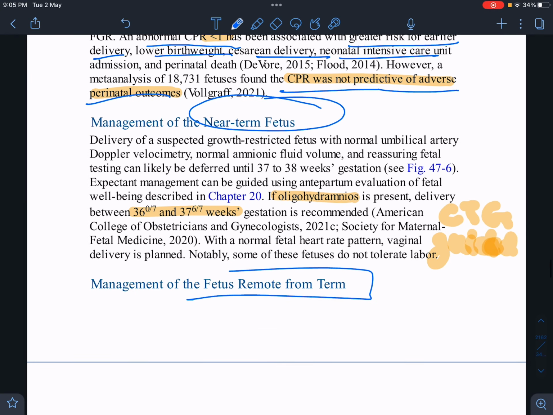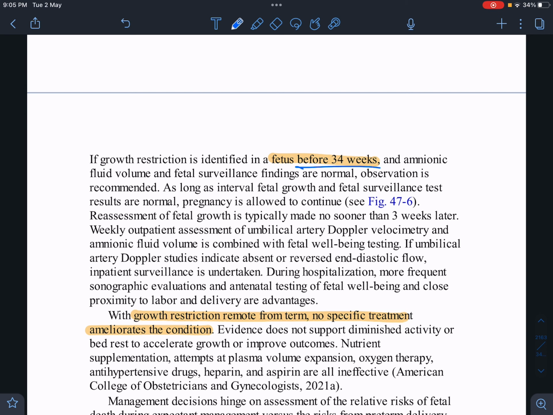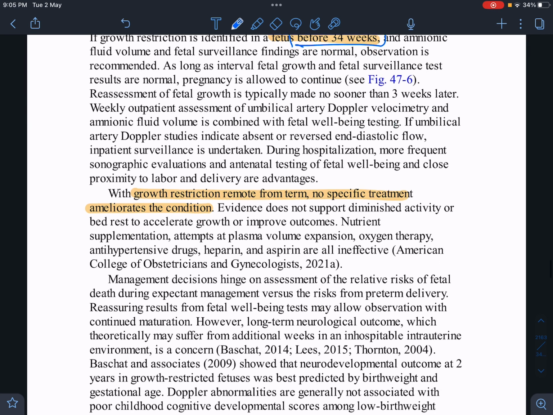What if, okay, baby deferred, if they are like 36 weeks, you can wait till 37-38 weeks for full fetal lung maturation. But what if they are very remote, that is before 34 weeks? So what do you do then? There is no specific treatment that ameliorates the condition. There is no specific treatment that you can do.